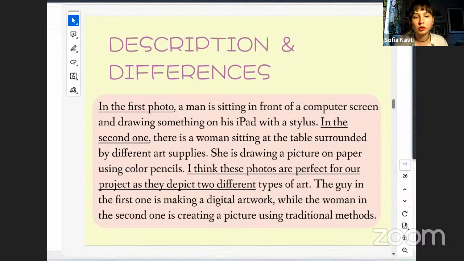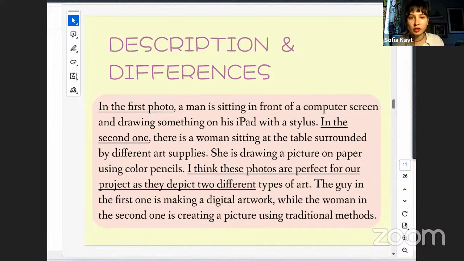So I'm writing here. In the first photo, a man is sitting in front of a computer screen and drawing something on his iPad with a stylus. In the second one, there is a woman sitting at the table surrounded by different art supplies. She's drawing a picture on paper using color pencils. I think these photos are perfect for a project as they depict 2 different types of art. The guy in the first one is making a digital artwork, while the woman in the second one is creating a picture using traditional methods.